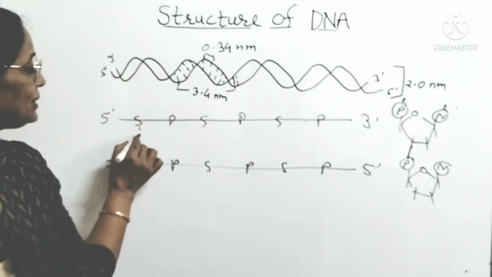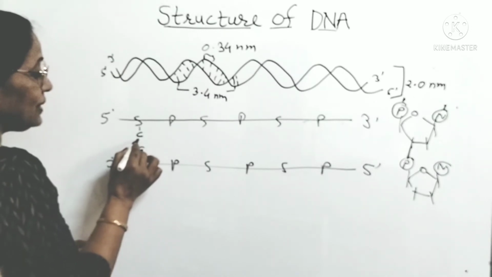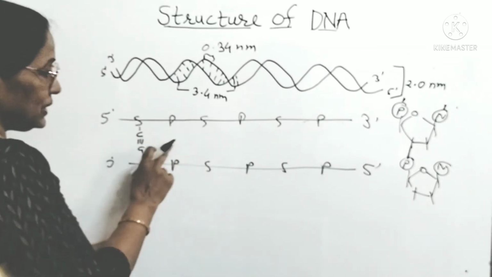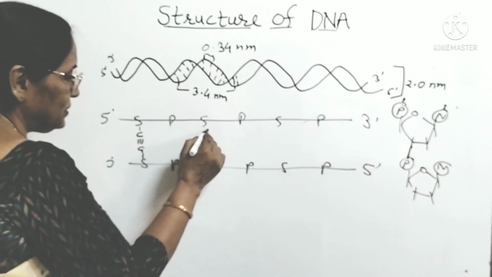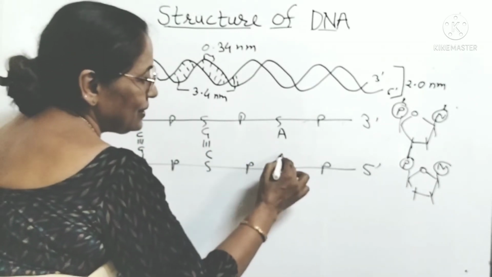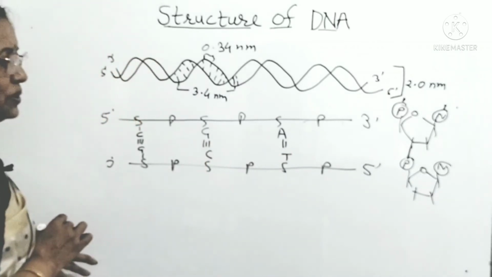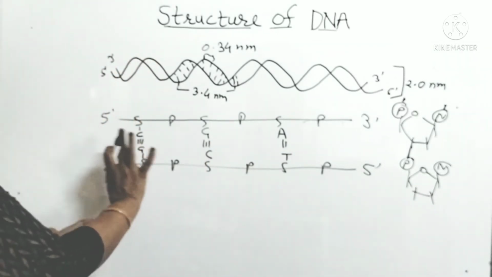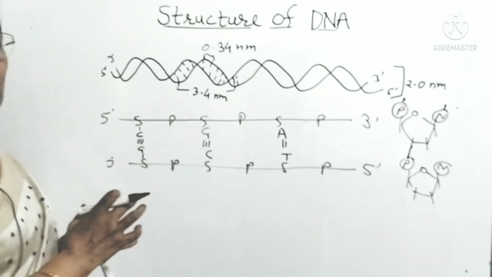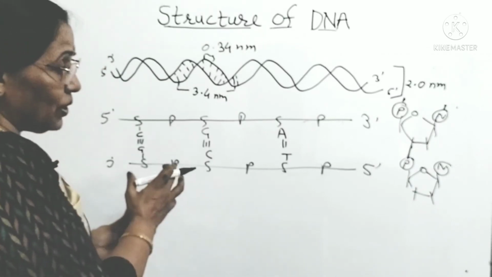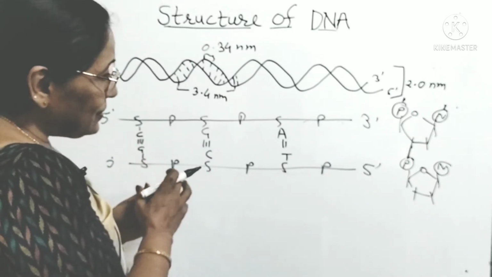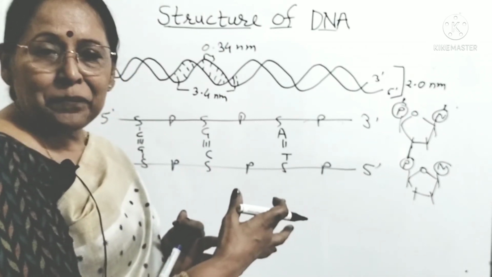From the sugar, if one is having C, another will have G, and in between there are 3 hydrogen bonds. Leave aside phosphate, come to the next sugar. If this is G, this is C, 3 hydrogen bonds. If this is A, this one is T and 2 hydrogen bonds. So this is the structure of DNA, and looking at this model which Watson and Crick had given, they could hypothesize the next thing.